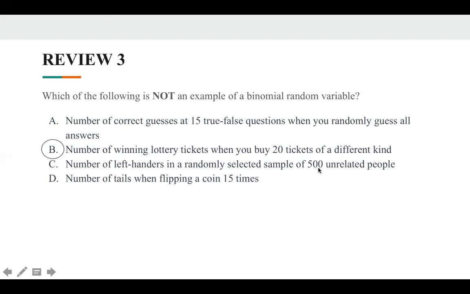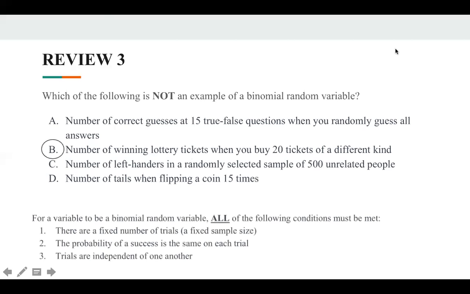Okay, so the correct answer here is B. So going over those conditions again, there must be a fixed number of trials, the probability of success must be the same on each trial, and the trials are independent of one another. So A, the number of correct guesses at true or false questions. So you randomly guess all answers.